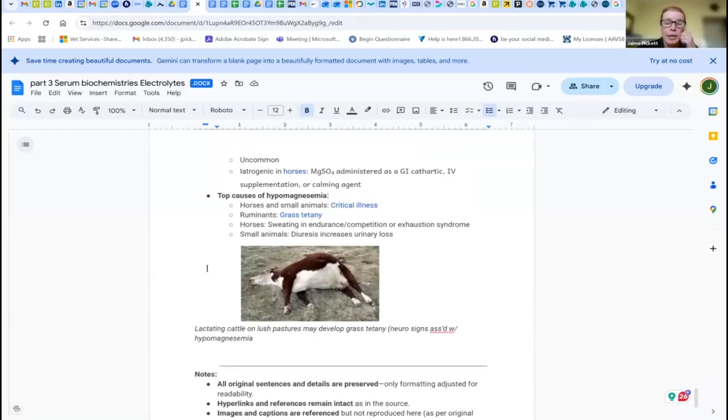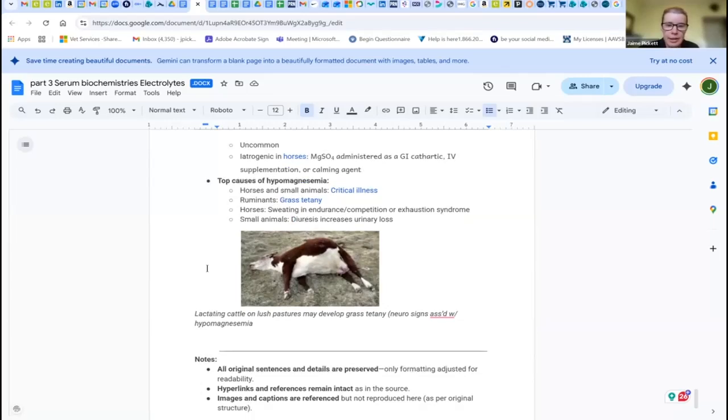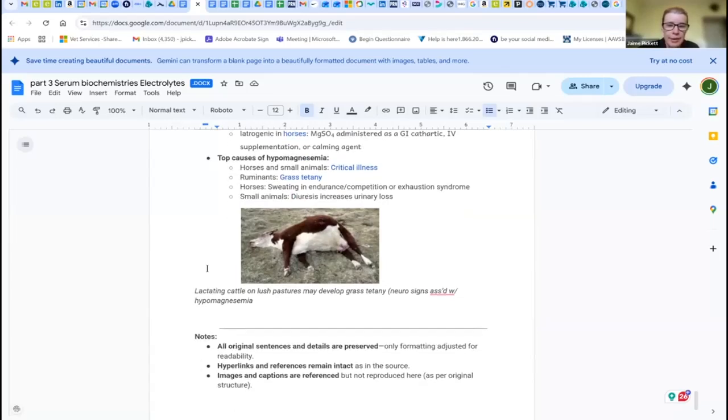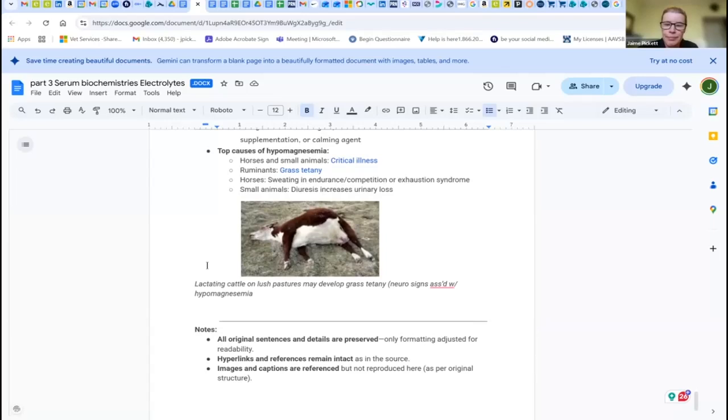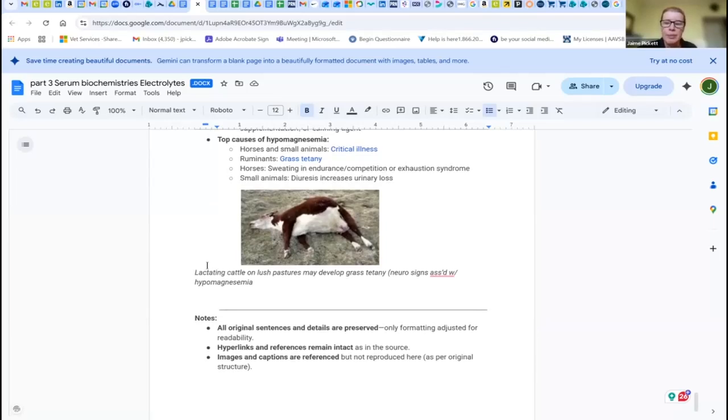But hypomagnesemia, so if you have a decrease in magnesium, this is more clinically important. We see it in critical illness in dogs and horses with heavy diuresis, in endurance horses with excessive sweating, and of course in lactating ruminants with grass tetany. Here you have a picture of that. Magnesium is often the missing piece when you can't correct hypocalcemia or hypokalemia. So supplementing magnesium can solve the problem.